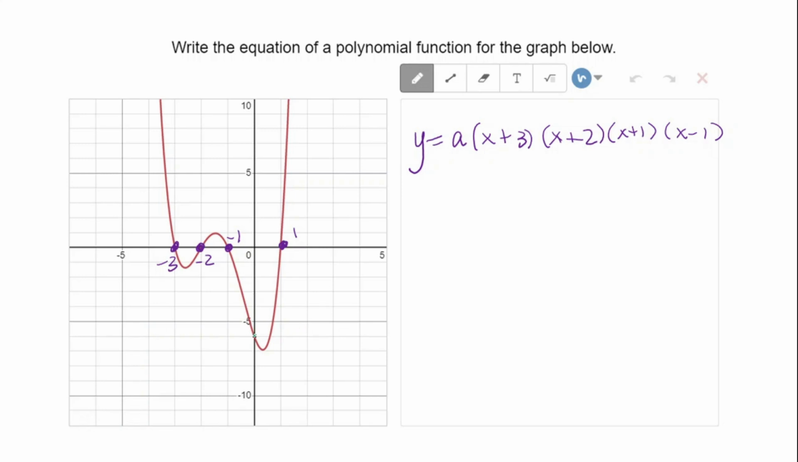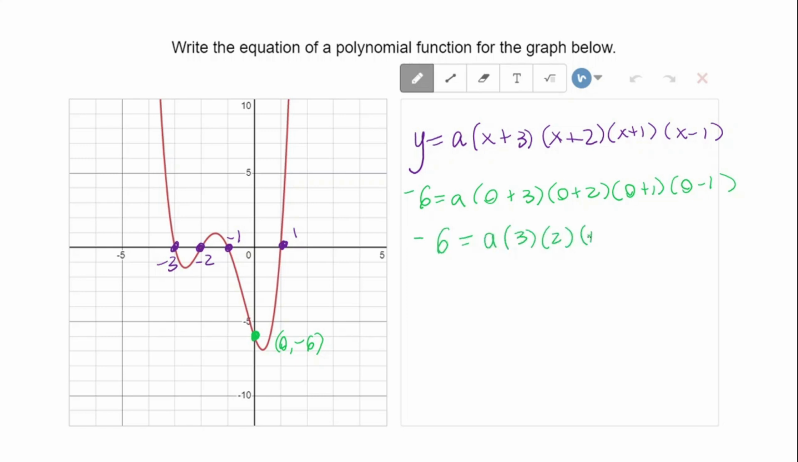So now I'm going to find a point I can plug into this. And there seems to be a point down here on the y-axis at 0, -6. So that gives us an x and y that we can plug in. The x is 0 and the y is -6. All right, so we're going to start simplifying here, so we can solve for a.